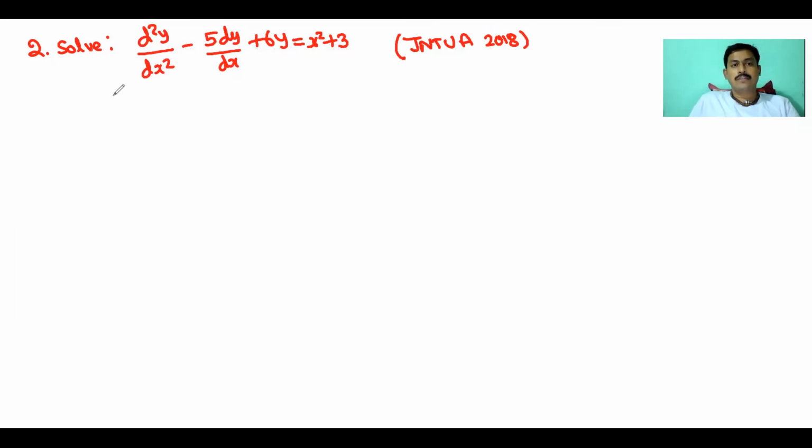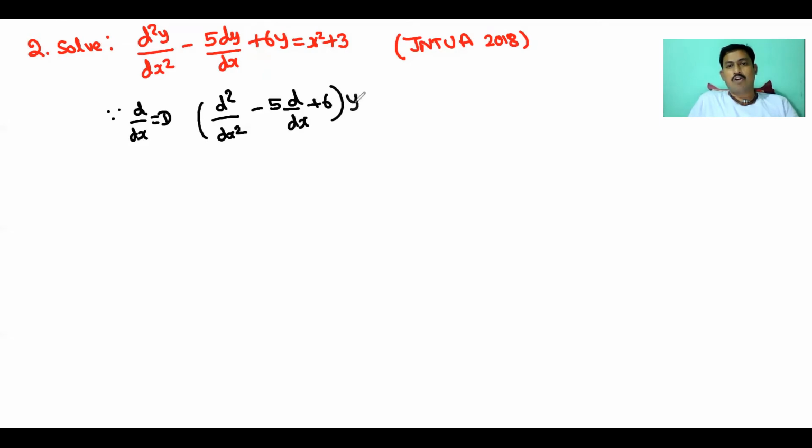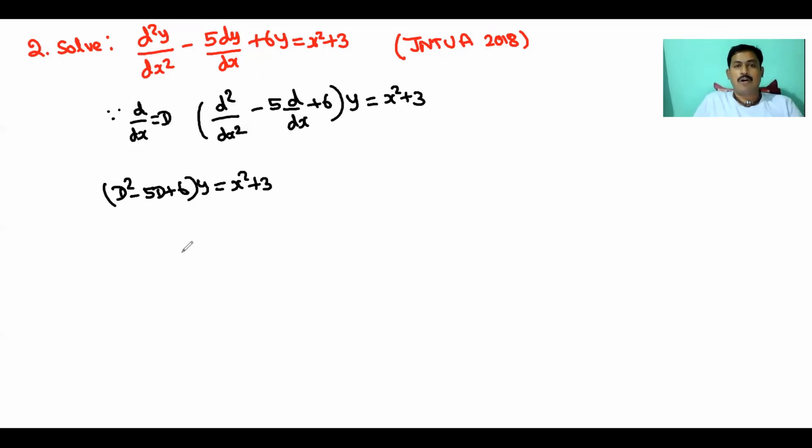Now we are going to write this differential equation in differential operator form. We can rewrite the given equation as (d square by dx square minus 5 d by dx plus 6) into y, I have taken common, equal to x square plus 3. Since we know that d by dx equals D, we can write this as (D square minus 5D plus 6) into y equal to x square plus 3. So this is the differential operator form of the given problem.